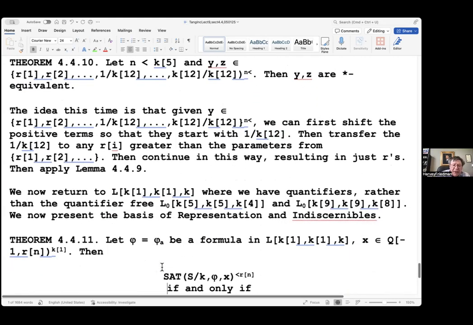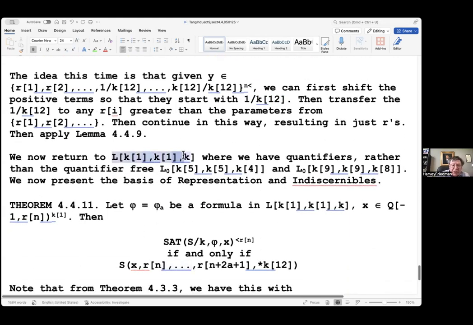Now we can return to the language we really care about, because these other finite languages are auxiliary, where we have quantifiers rather than the quantifier-free ones. And then we use the representation theorem for this language, which throws us into the language for which we can apply our knowledge of what we did. We use this language to help us get stuff for this language. All right. So first, this is the representation theorem.